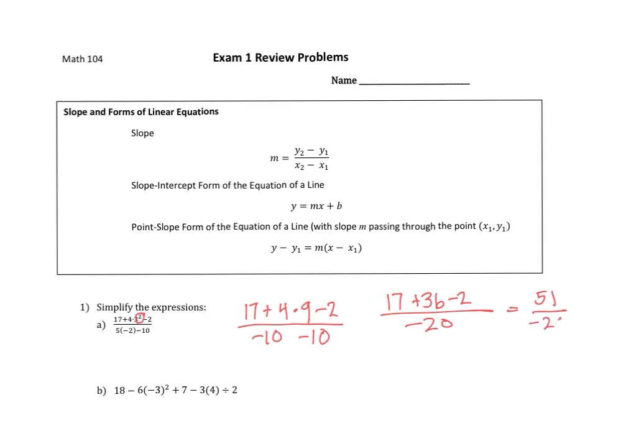Over negative 20. So 51 and 20, the factors of 51 are 3 and 17. Those are both prime. The factors of 20 do not have a 3 or a 17 as a factor. So that means that my final answer is negative 51 over 20. I wrote the negative in the numerator just because it's a cleaner way to write the answer. So negative 51 over 20 is the final answer for 1A.